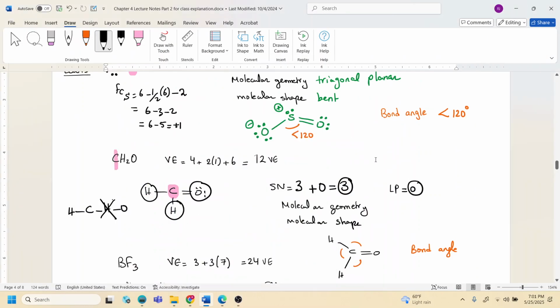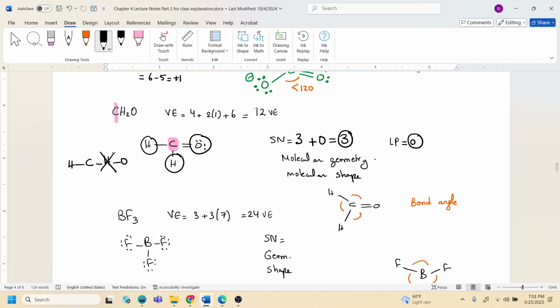Okay? Draw it as a triangle, and the bond angle is going to be 120 degrees. So I'm just going to draw it as a triangle in there. I can draw it like this as well. Okay, whatever you want. Just make sure that it is kind of like a triangle in there, and the bond angle is 120. This is 120, and this is 120 degrees. So each one of those is 120 degrees. And the molecular geometry and shape, this is trigonal planar, same thing, and the bond angle is 120 degrees.